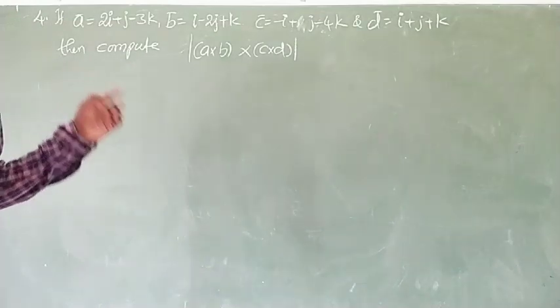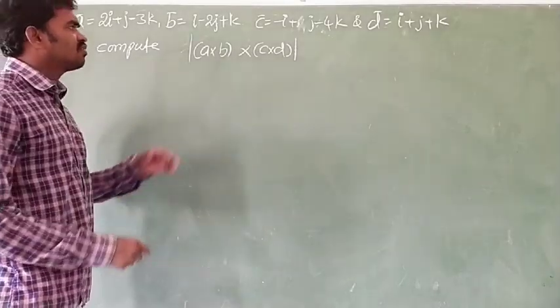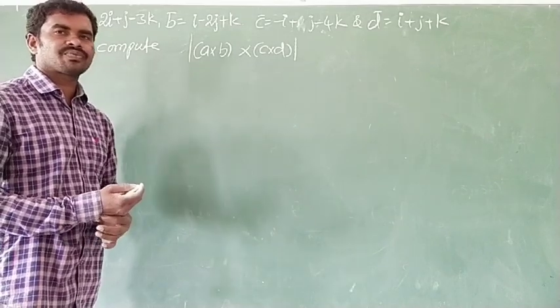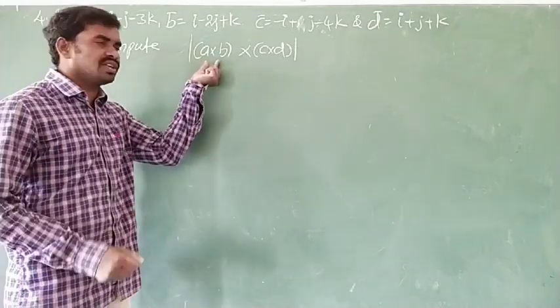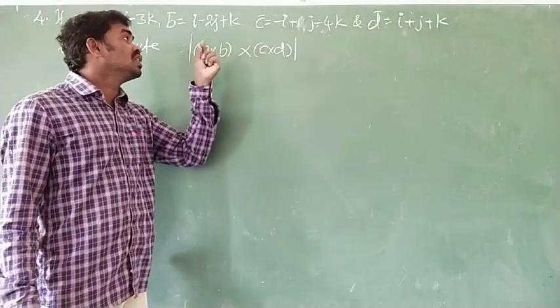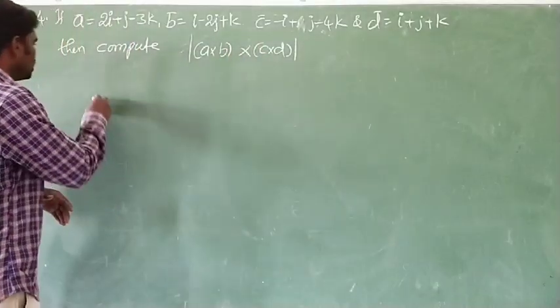See, a bar equal to 2i plus j minus 3k, b bar equal to i minus 2j plus k, c bar equal to minus i plus j minus 4k, d bar equal to i plus j plus k. Then compute the modulus of a cross b cross c cross d. How could we solve this? Yes, very good. First find the a cross b value. Next find c cross d. Next a cross b cross c cross d. Next the modulus. Okay? Step by step.